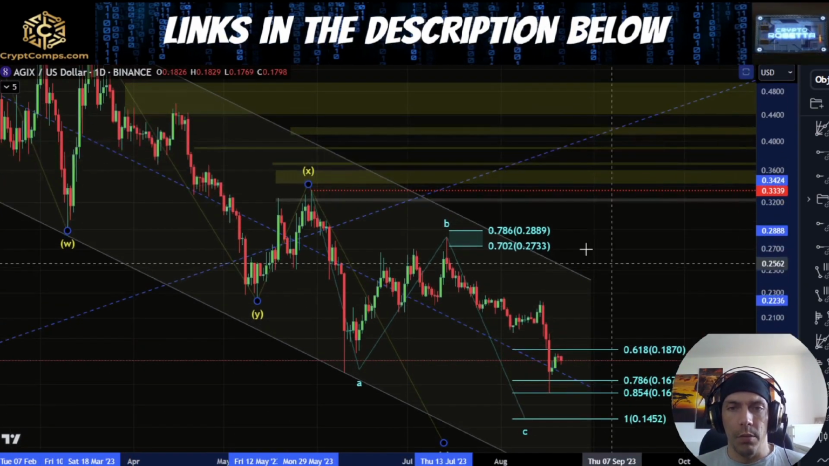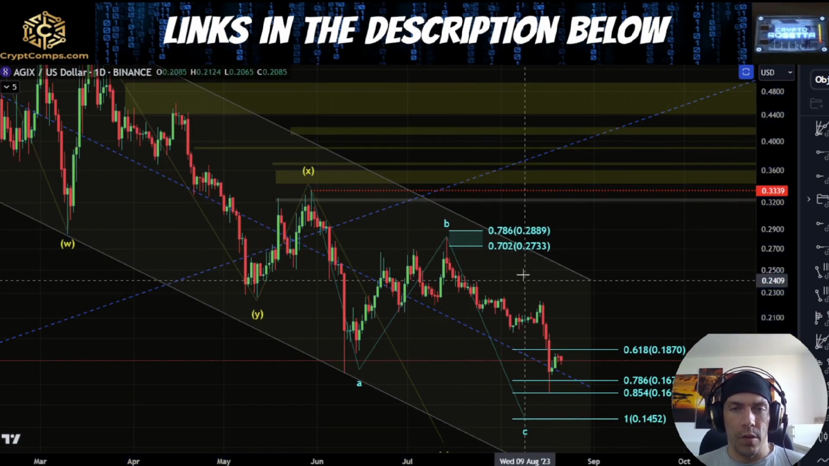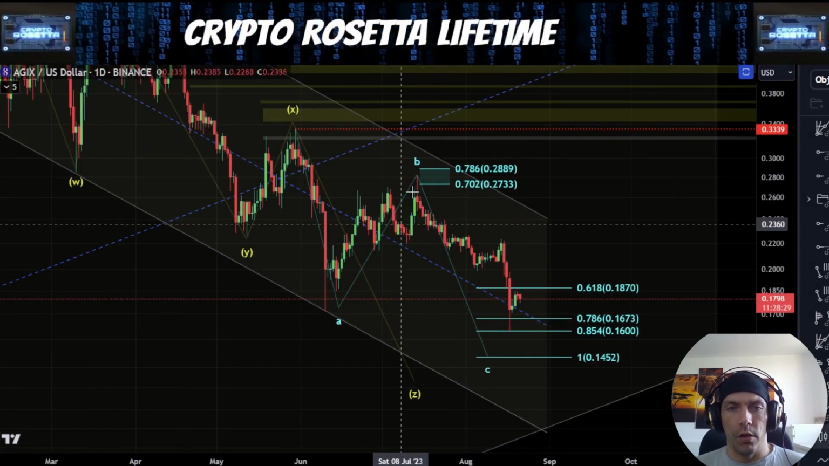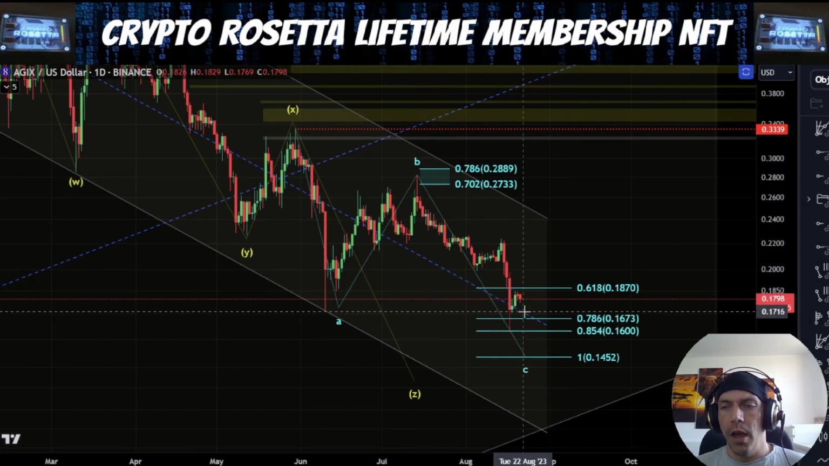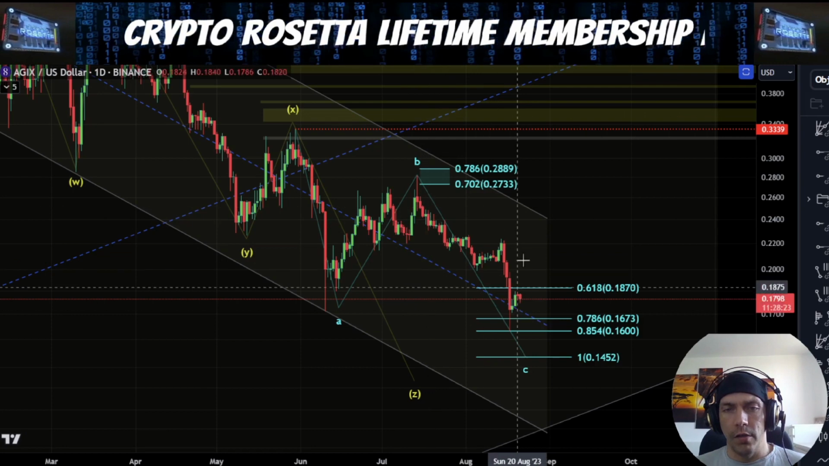Now we did come up and we did reject off the 786 to the 702 area, and we have started to move down. Now the problem is, if this is the case here, what we're looking for is 5-wave structure, and what this would mean is that we need to see a nice clean 5-wave move.